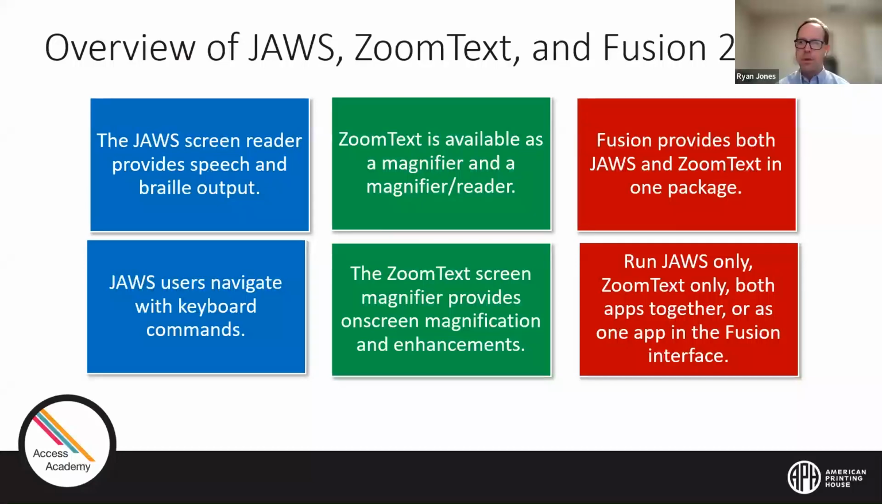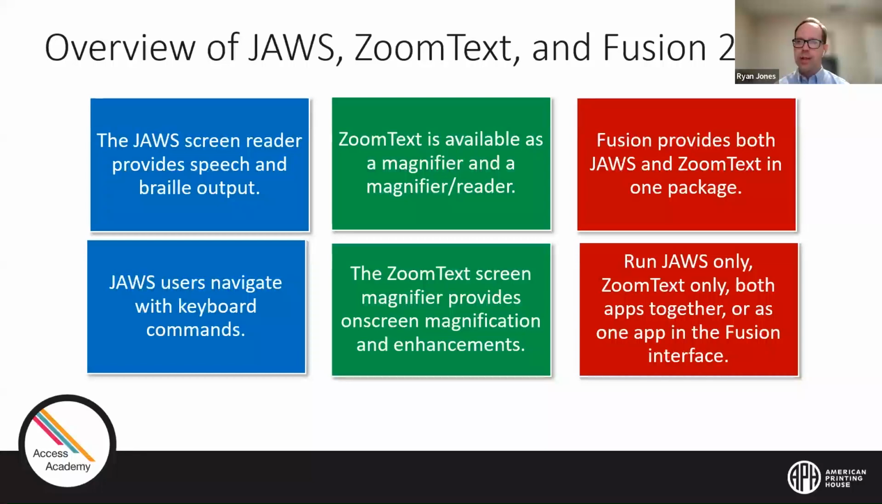ZoomText is geared for people with low vision. So its functions are primarily around enhancing the visual presentation of the screen, whether it's zooming in and zooming out, making things larger, changing color combinations, setting high contrast modes, or changing the visual appearance of the mouse pointer or the cursor. Everything is driven around the visual presentation, and not so much around speech.